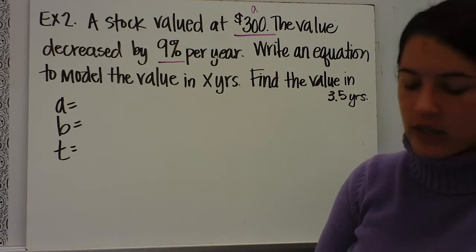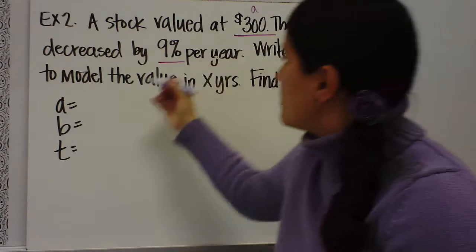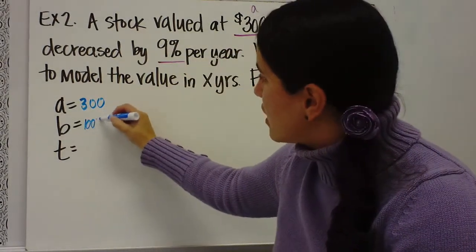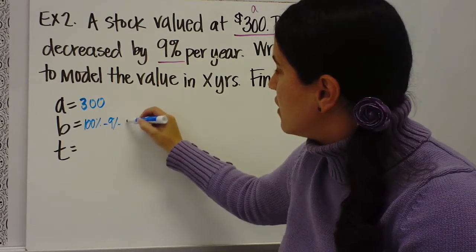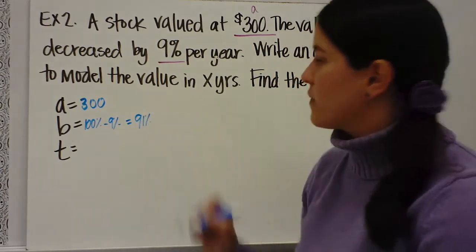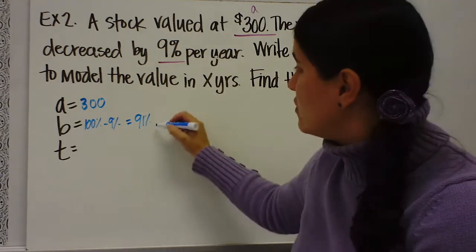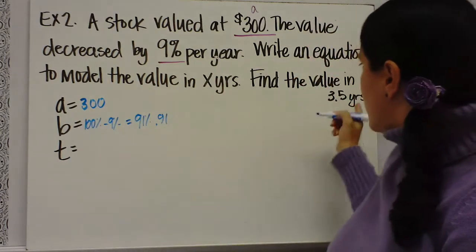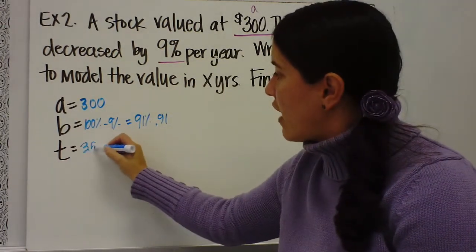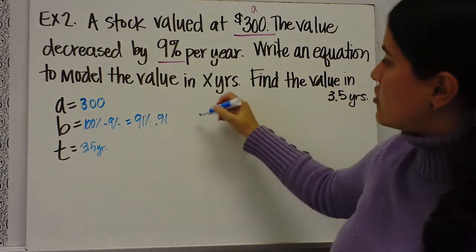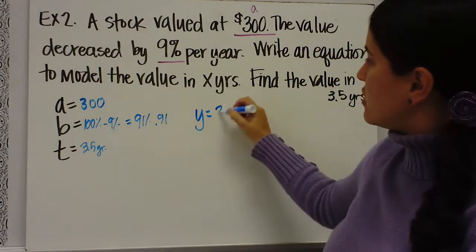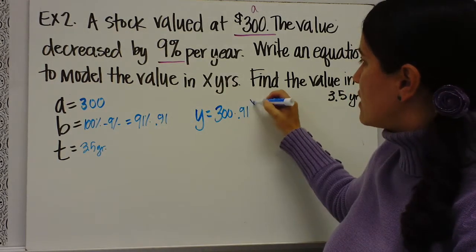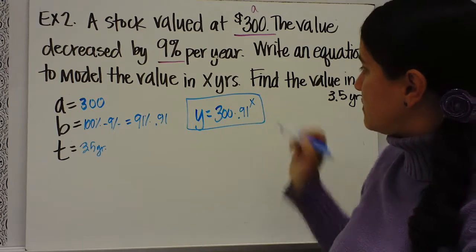So when we substitute this in, my A is going to be $300. My B is going to start out at 100% minus 9%, which gives us 91%. We want to write that value as a decimal, so 0.91. And then our time, our T, is going to be 3.5 years. So when we put it into our equation, y equals 300 times 0.91 to the x power. That would be your equation.